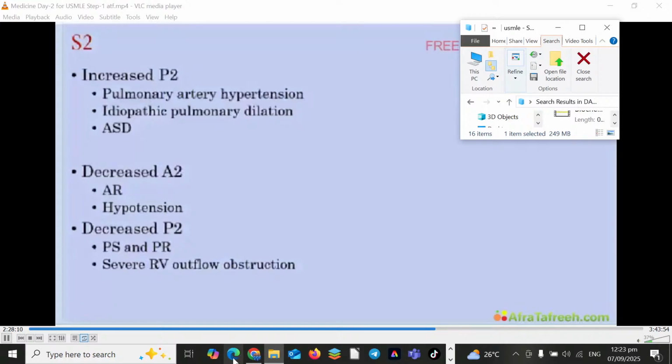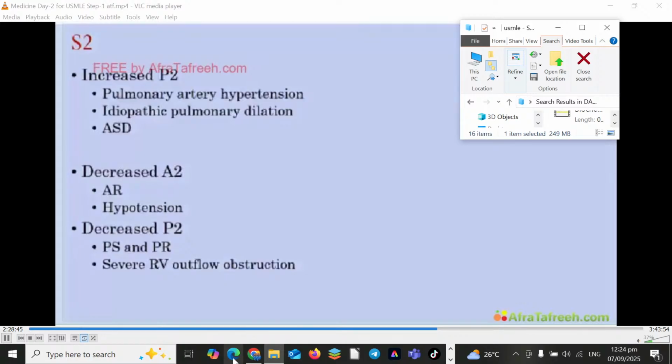Now, in which conditions do you have a soft A2? Where there is low pressure, that is hypotension, or the valves are not closing at all. And in which condition don't the valves close? That's called regurgitation. So regurgitation anywhere in your heart is associated with a soft sound. When the doors don't close, how would it make a loud noise? It cannot make a loud noise and it won't. I hope this point is clear.